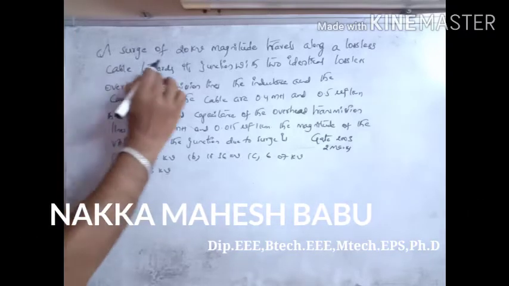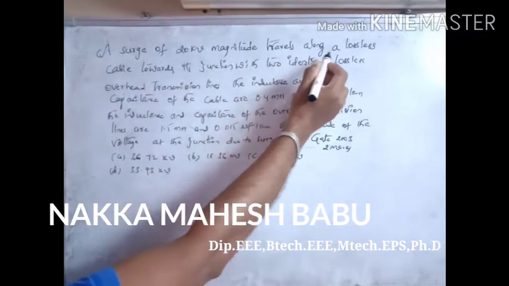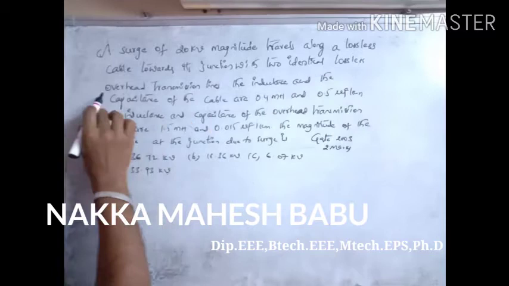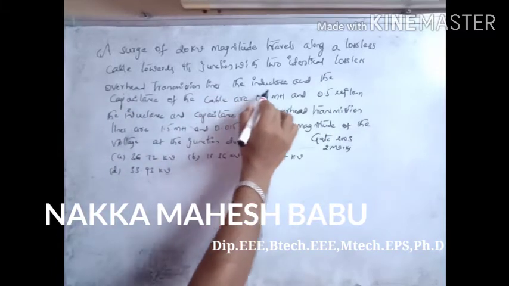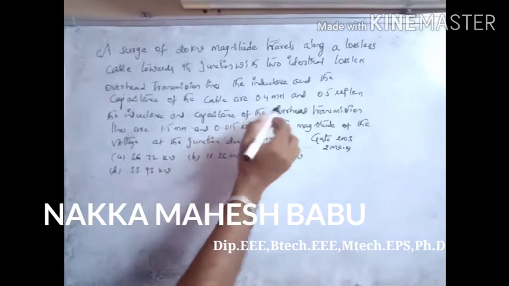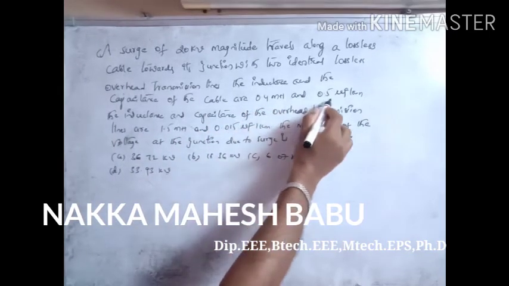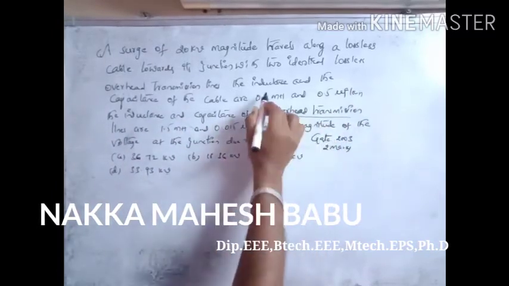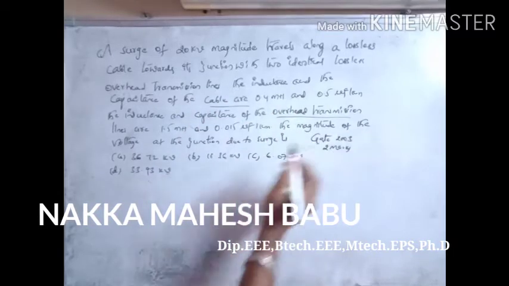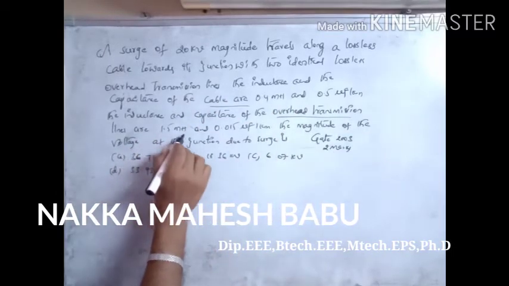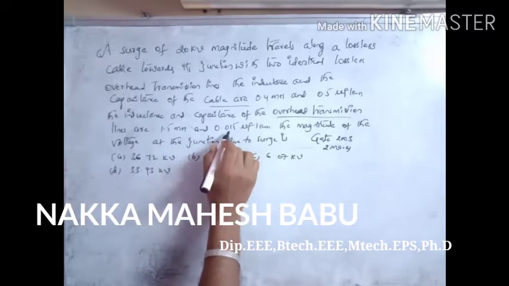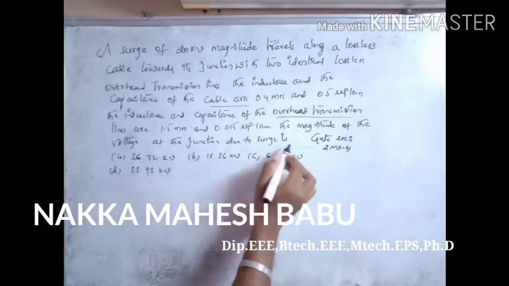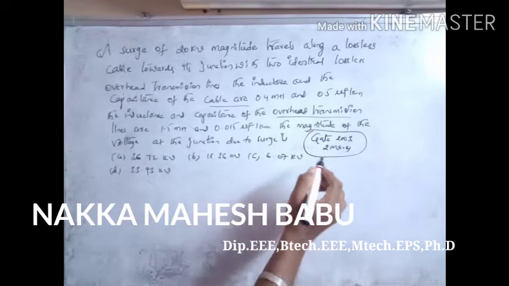Today's problem is: a surge of 20 kV magnitude travels along a lossless cable towards its junction with two identical lossless overhead transmission lines. The inductance and capacitance of the cable are 0.4 millihenries and 0.5 microfarad per kilometer. The inductance and capacitance of the overhead line are 1.5 millihenries and 0.015 microfarad per kilometer. The magnitude of the voltage at the junction due to surge is. This is the problem given in GATE 2003 for 2 marks.